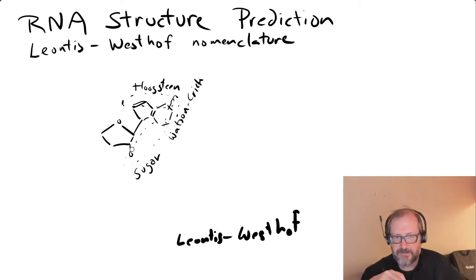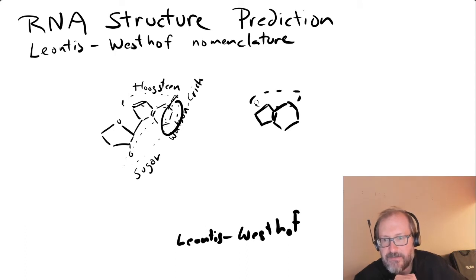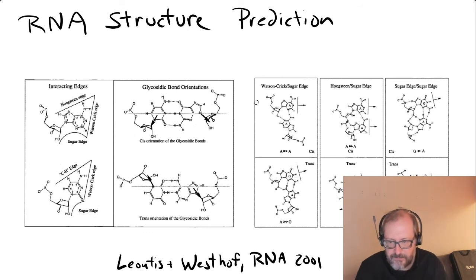And so the idea behind this nomenclature is that any of these edges can interact with any of the edges on another residue, right? So if you have some other residue over here, this Watson-Crick interaction, for instance, could be interacting with this Hoogsteen edge of this other base. This was set down in the Leontis and Westhof catalog in their RNA paper, 2001. So here again, they're indicating the Watson-Crick edge, the Hoogsteen edge, and the sugar edge.